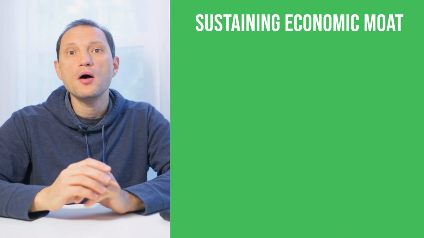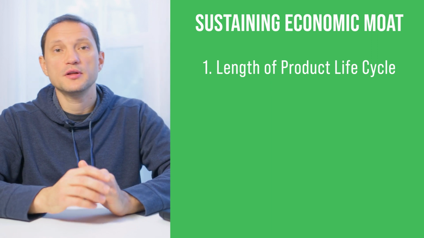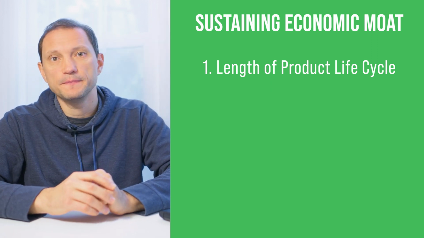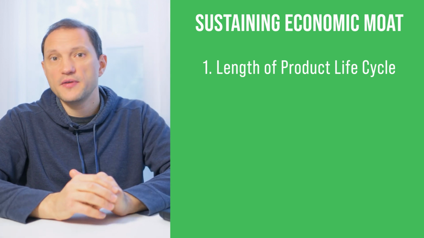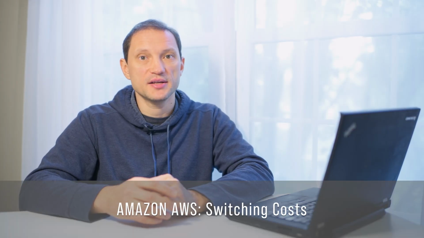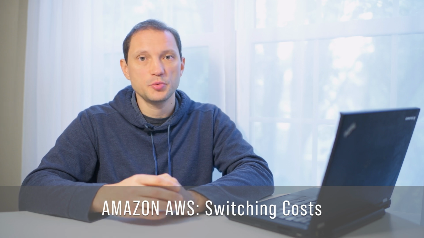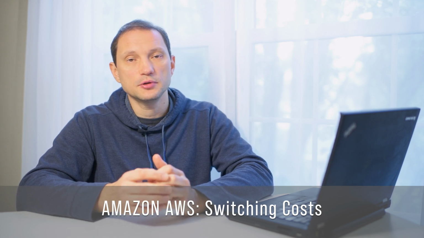First, watch how competitive advantage plays into the length of a product life cycle. The longer the product life cycle, the more durable the competitive advantage. For example, Amazon AWS products have a high degree of switching costs. It takes time to learn a new platform. Moreover, the transition to a different cloud service provider can be lengthy as well as disruptive to a business.